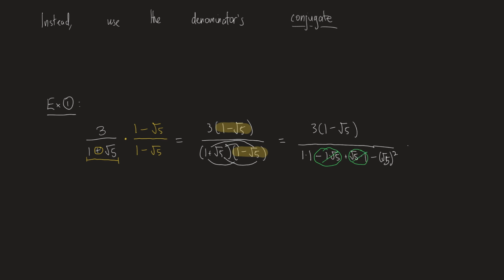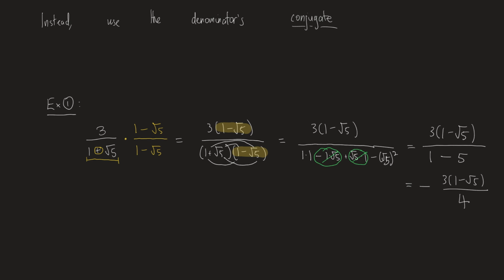And if I pay attention, my numerator is still 3 times 1 minus root 5. Downstairs, I've got 1 minus the surviving term, the square root of 5 all squared. By definition, that's just 5. So if I tidy this up, the denominator is now minus 4. Let's pull that negative out the front of my fraction.